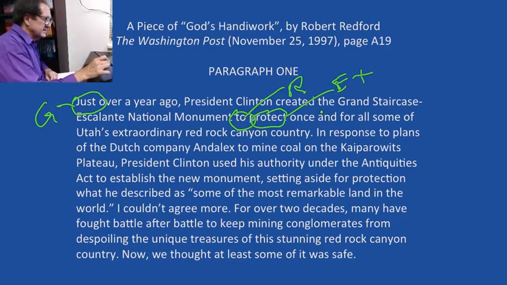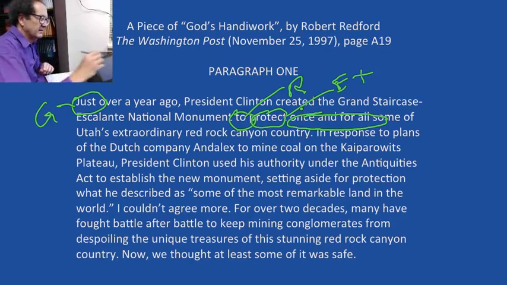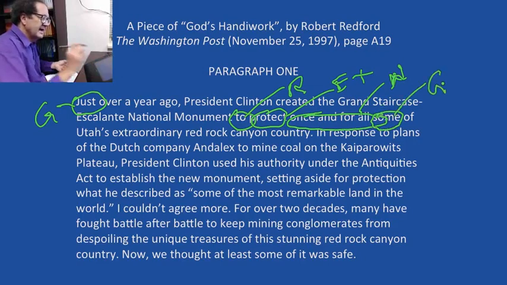Okay, the next words are once and for all. What does once and for all do? Nothing. Some of these words are going to get marked as nothing whatsoever. Because once and for all doesn't guard, it says once and for all. It's the absolute limit. But the next word, some, now what does that do? That guards. It's saying that what's protected is not all of Utah's red rock country. It's only some of it.